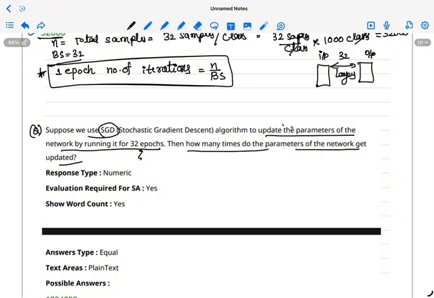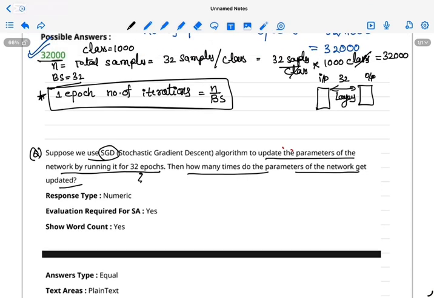In this stochastic gradient descent algorithm, the same data is used, that is, the number of samples n equals 32000. So for one epoch, 32000 updates will happen, as in the above question.